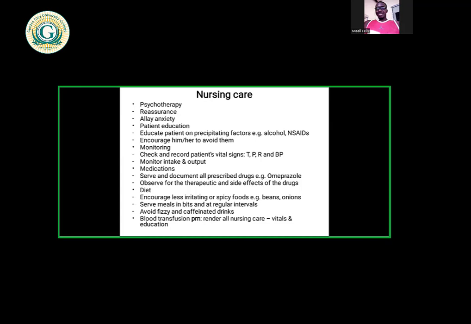And that they also avoid fizzy and caffeinated drinks. In fact, when it becomes so severe that people have severe GI bleeding, it happens a lot, whereby people can bleed from their stomach or their duodenum or esophagus, and then they become anemic. For them, we have to undertake chemotherapy or give them blood transfusion. I know you know blood transfusion so much, and I know the advanced nursing team to be working on that.